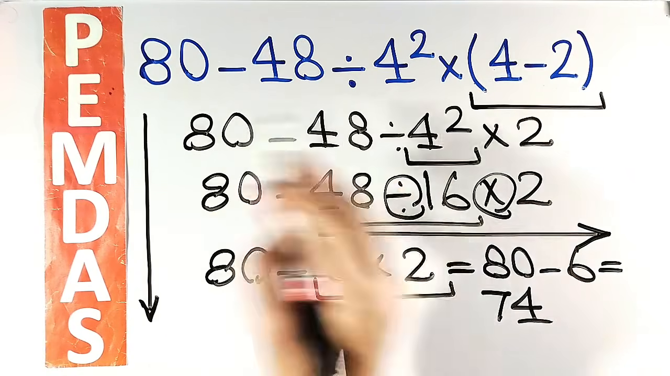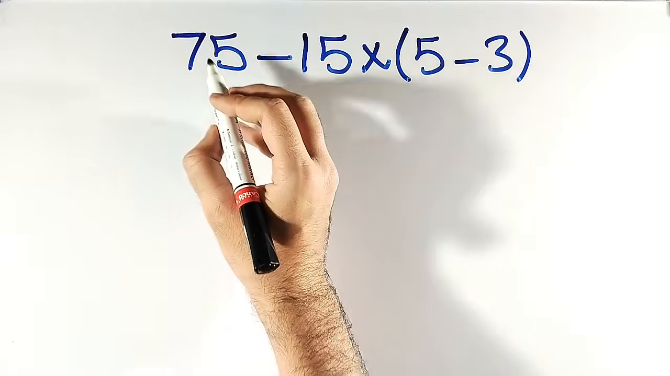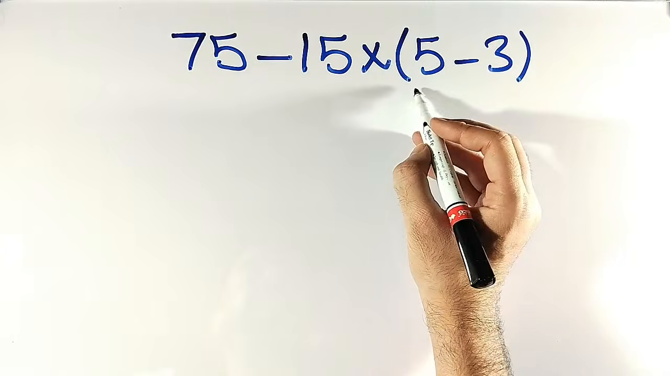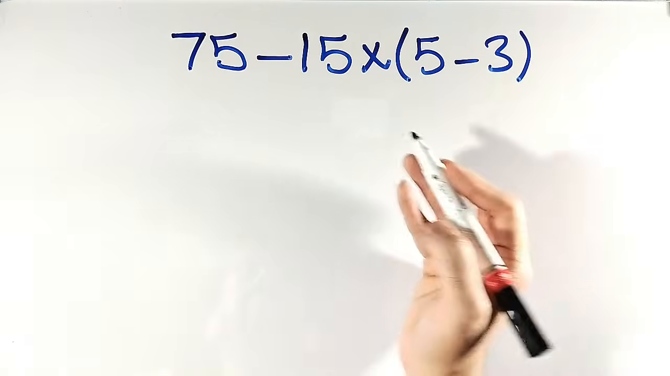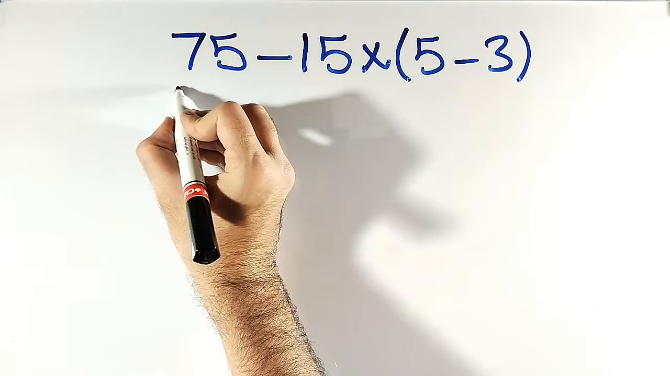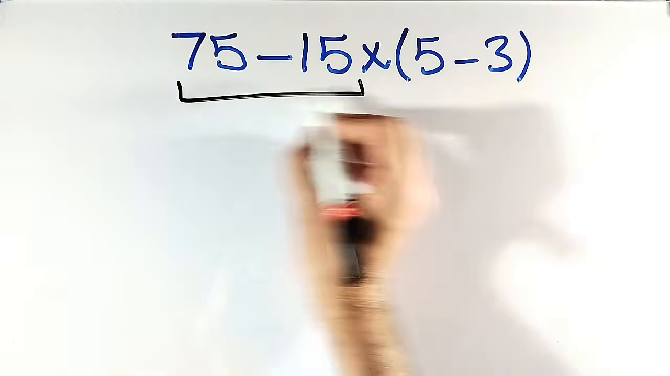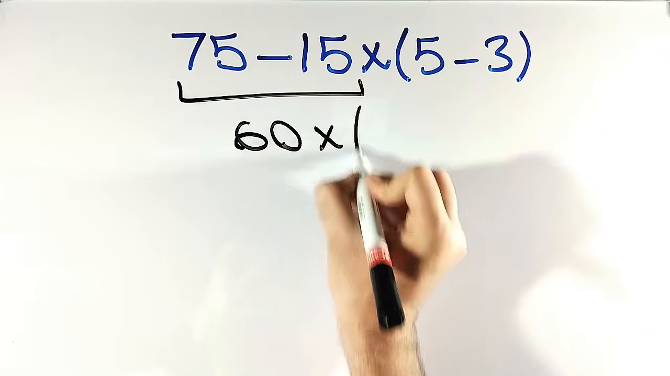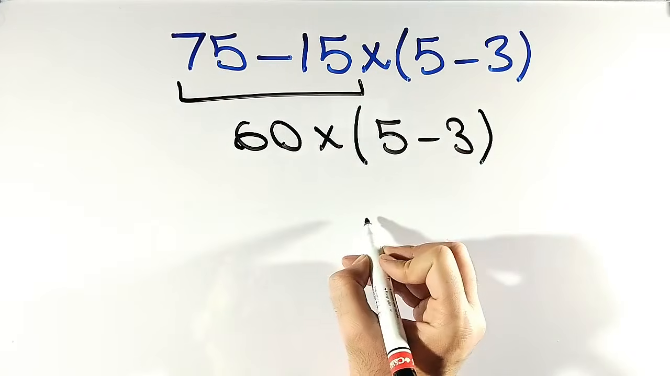Okay, now let's solve the final math question together. What is the value of the expression 75 minus 15 multiplied by (5 minus 3)? Many people when solving this question first go for the subtraction between 75 and 15. And instead of this expression, they write 60 multiplied by (5 minus 3).